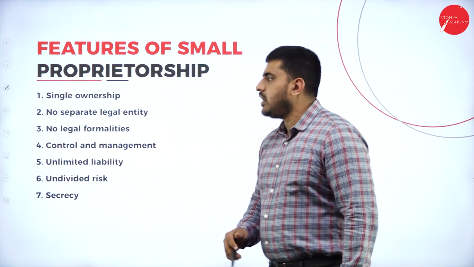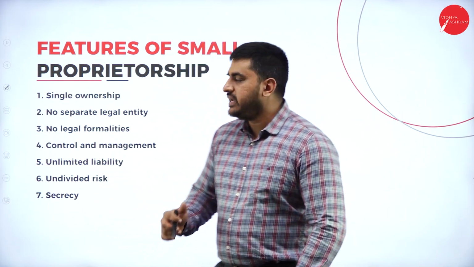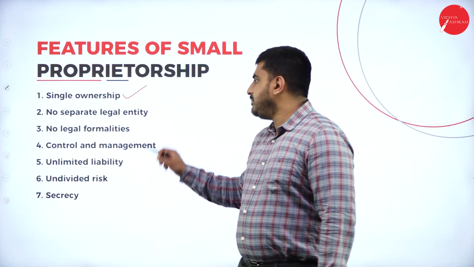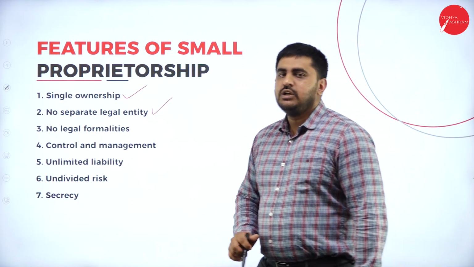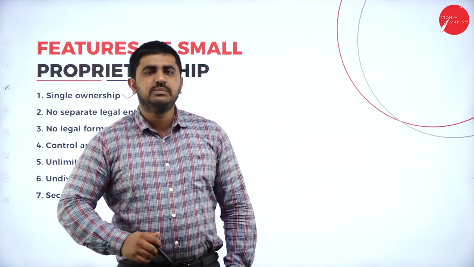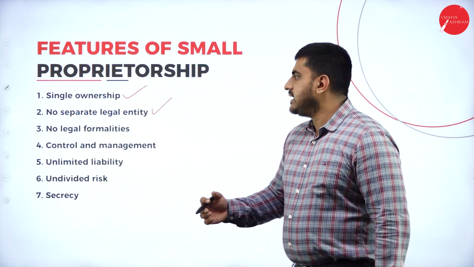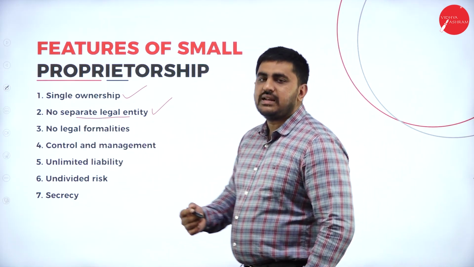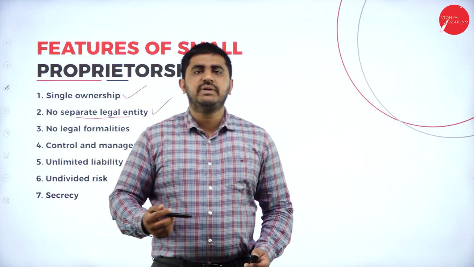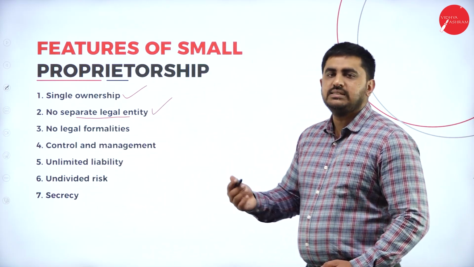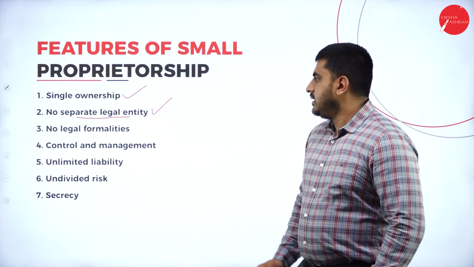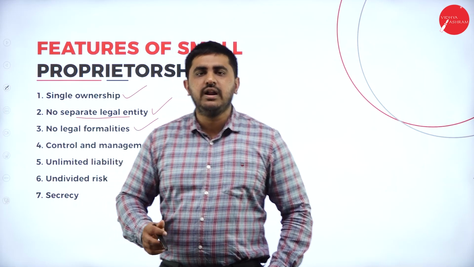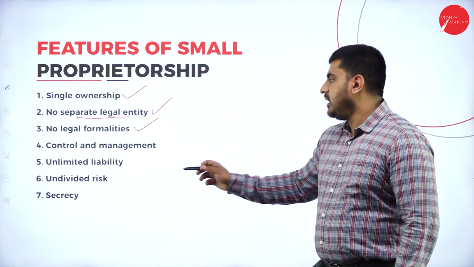So next, features of sole proprietorship. Here, single ownership, only one owner, and no separate legal entity. That is, the owner is responsible for all the activities and there is no separate legal entity. So if there is any fraud or any criminal activity on behalf of the business, then the owner will be liable. No legal formalities, that is, there is no necessity for incorporation or registration.